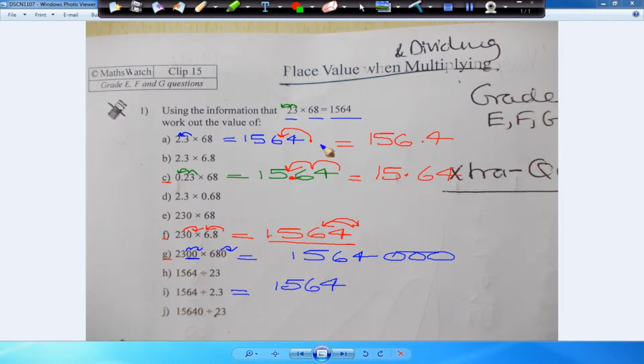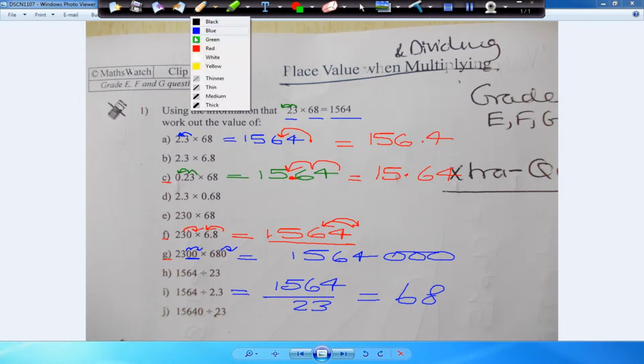1564, if you divide it by 23, what should you get? You should get 68. That's the original question. That's the original value. Let's now modify it to look like the question. So 1564 has stayed the same.